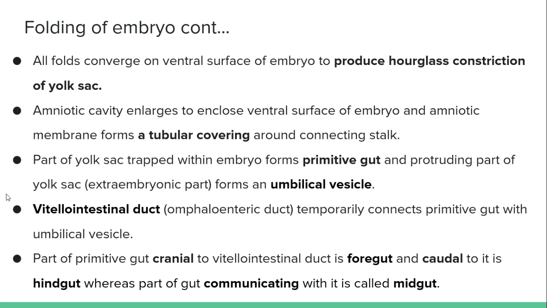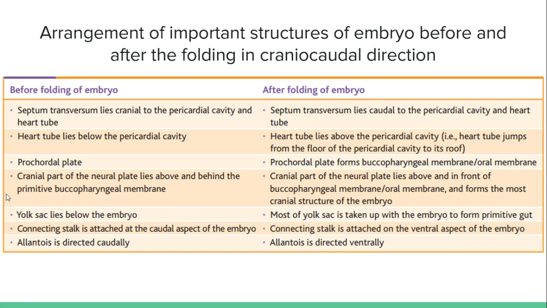The part of the primitive gut cranial to the vitellointestinal duct is the foregut, and the part caudal to it is the hindgut, whereas the part of the gut communicating with the duct is called the midgut. So the table below shows the arrangement of the important structures of the embryo before and after folding in the craniocaudal direction.